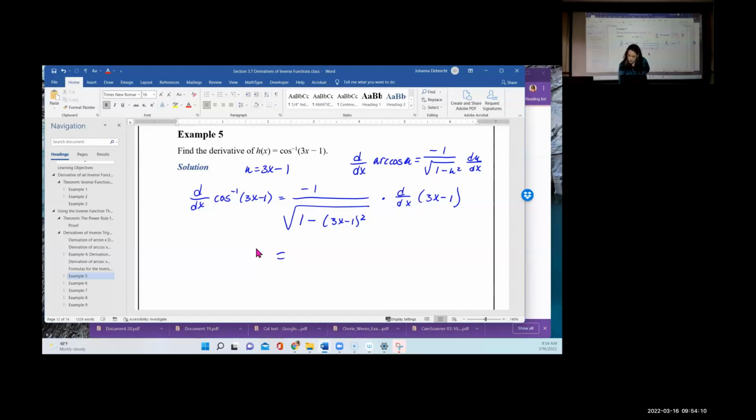The derivative of 3x minus 1 is 3. So this gives us a 3 over the square root of 1 minus (3x minus 1) squared. Now you can multiply that out in the denominator if you want to, but I'm not going to require it. I think it's okay to leave it in the form that you've got right now.